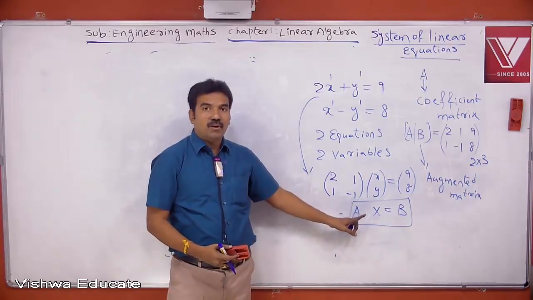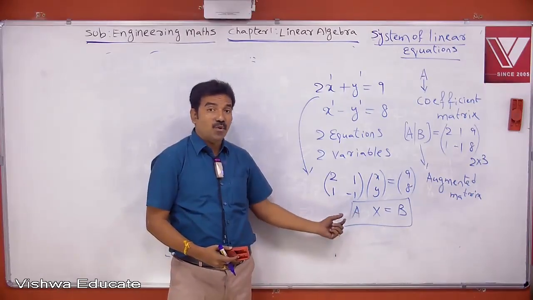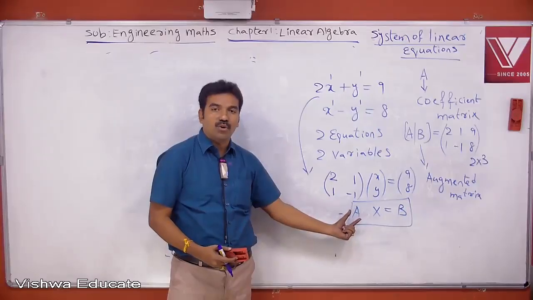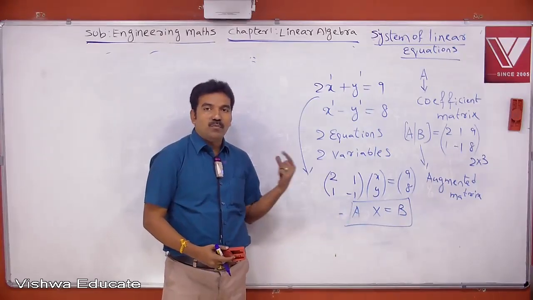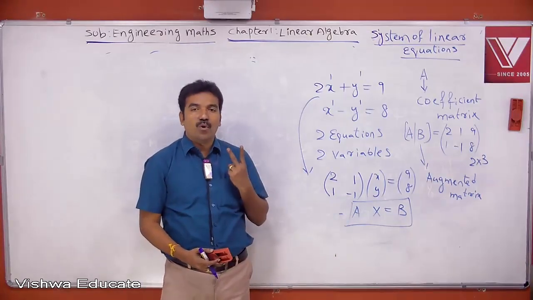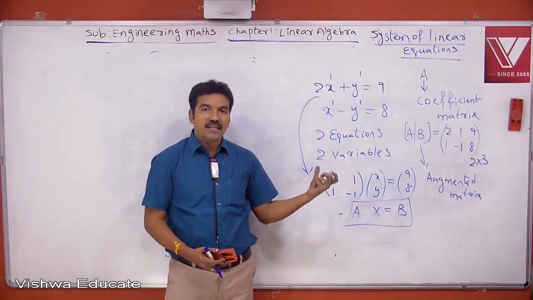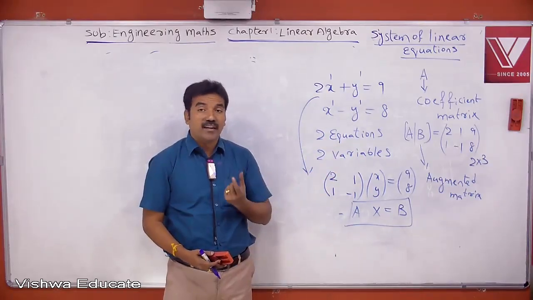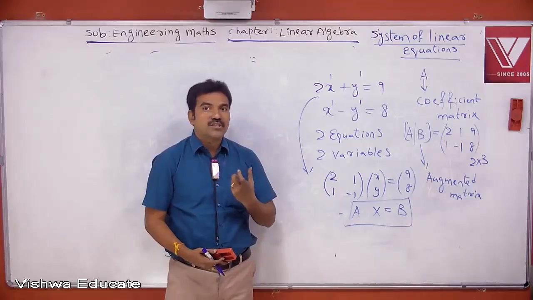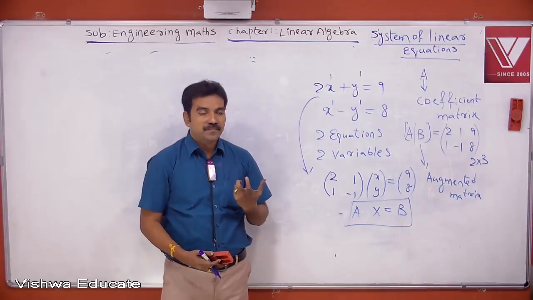So whenever you have system of linear equations, such system is always represented by Ax equal to B. So here we need to discuss about two matrices always. One is coefficient matrix A, another is augmented matrix A slash B. These two are key factors in the analysis of system of linear equations.